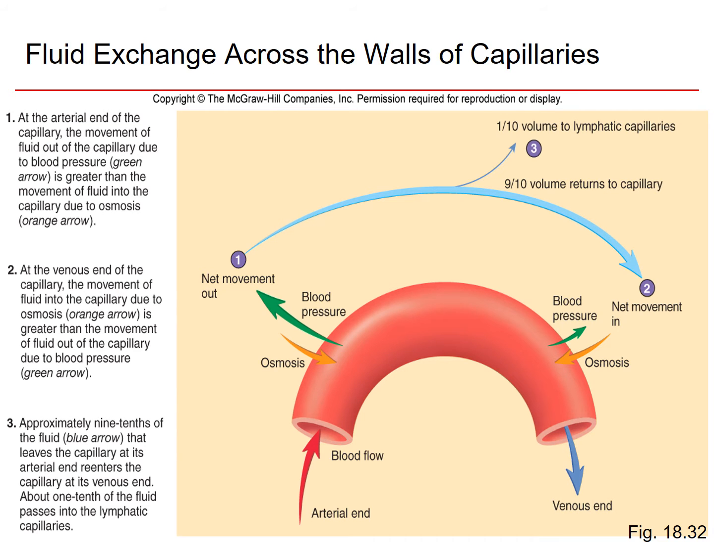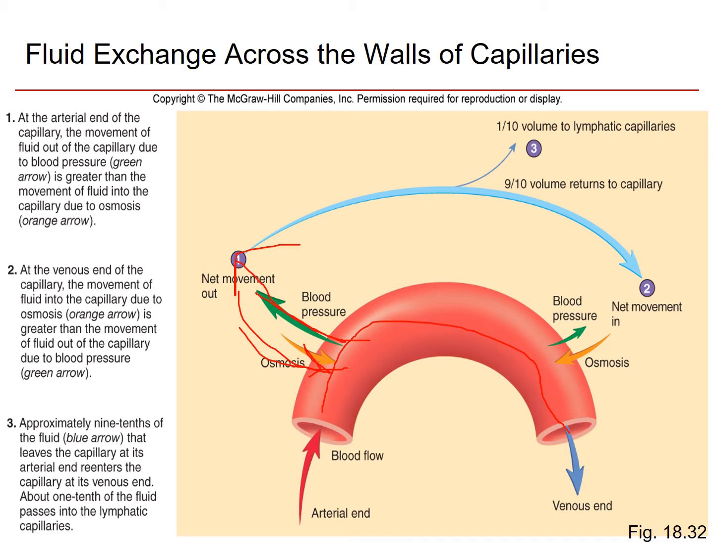So when we look at fluid exchange across the capillaries, here we have our arterial end, here's our venous end of this capillary, and so we have osmosis that's going to be drawing water in, and then blood pressure affecting it, so we have a net movement out of fluid from the capillary due to the blood pressure, okay? So this is greater than the movement of fluid into the capillary due to osmosis. So that's why we have a greater movement of fluid out than into the capillary at the arterial end, okay?